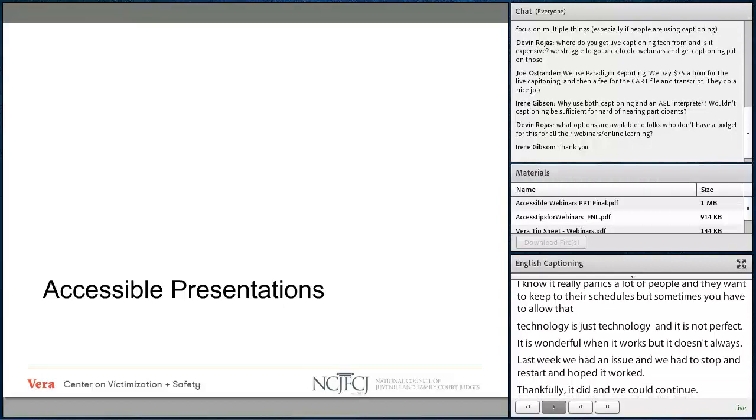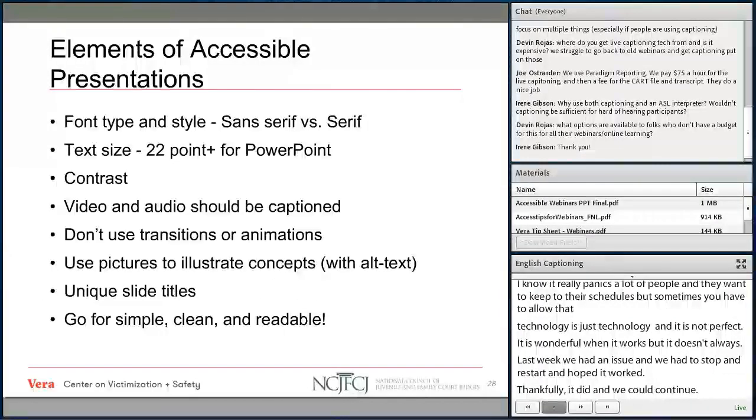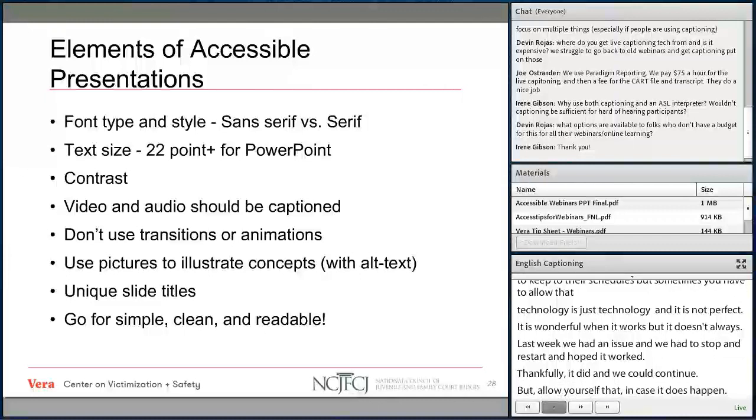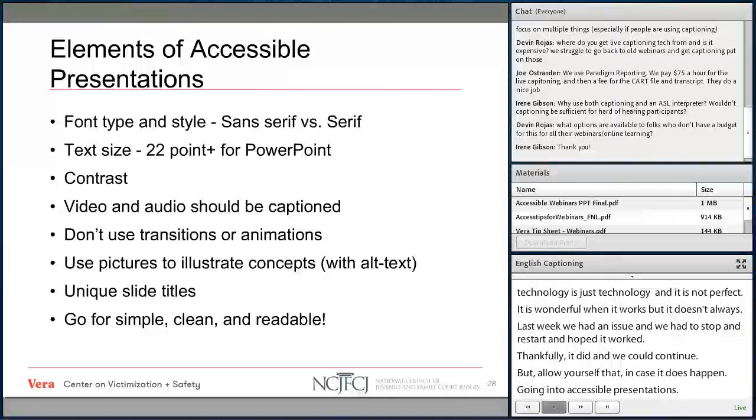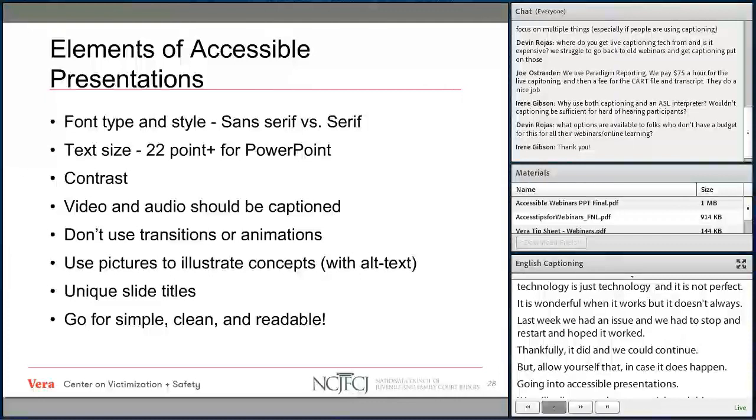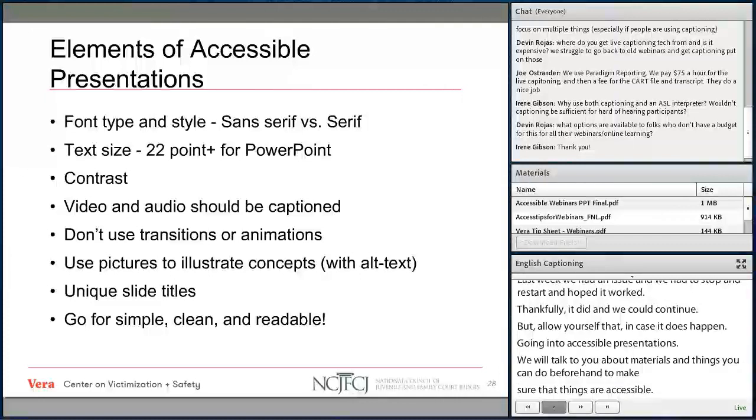All right, going into accessible presentation. So we're going to talk now a little bit about your materials and things that you can do beforehand to make sure things are accessible before you get to the platform itself. So these are a list of features that you should just be building into your materials, whether they be PDFs or PowerPoints or resource lists in Word or anything like that.